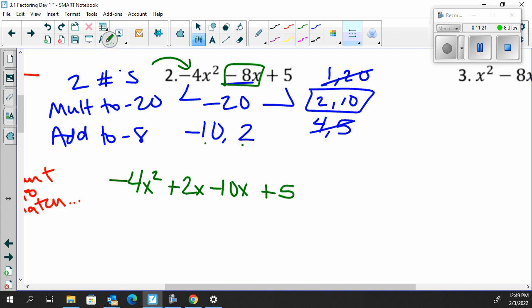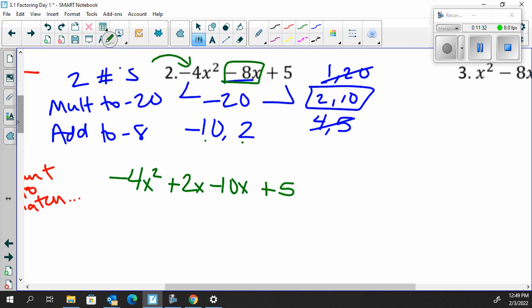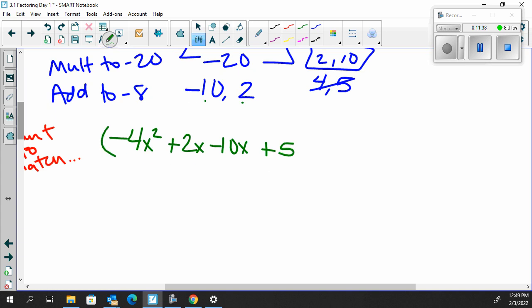So instead of writing negative 10 first, I'm going to write 2. You'll get the same thing in the end. I just want to show you one of those. Alright, so I rewrote my equation with the numbers. It doesn't matter what order you write them in. And then I group them up. Notice how I included the negative sign in the second group. That's important. You want to make sure you have that.